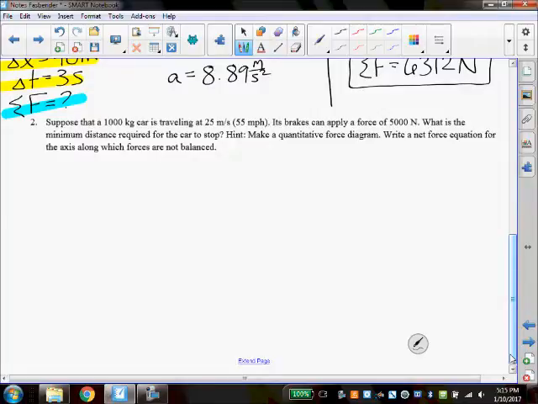Suppose that a 1,000 kilogram car is traveling at 25 meters per second. Its brakes can apply a force of 5,000 newtons. What is the minimum distance required for the car to stop? And then we're given that same hint.